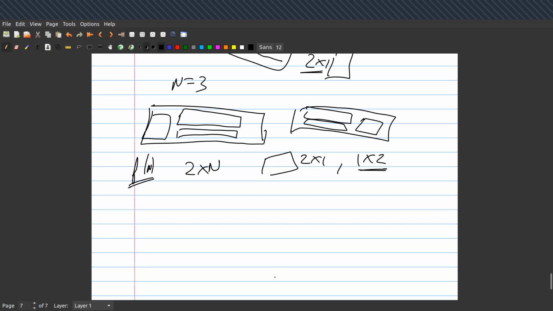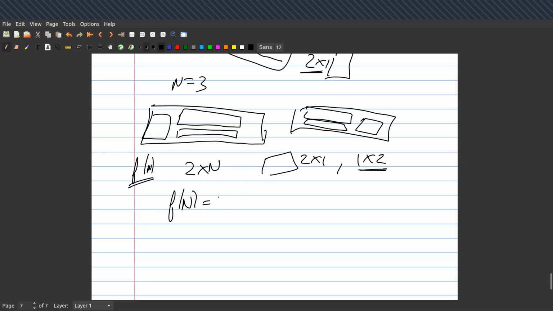If we have it till f of n minus 1 and f of n minus 2, we can get f of n is equal to f of n minus 1 plus f of n minus 2. This is because if we have till n minus 1, we can add a vertical domino, and if we have till f of n minus 2, then we can add two horizontal dominoes. So what is the recurrence? It's basically the same as the Fibonacci numbers.